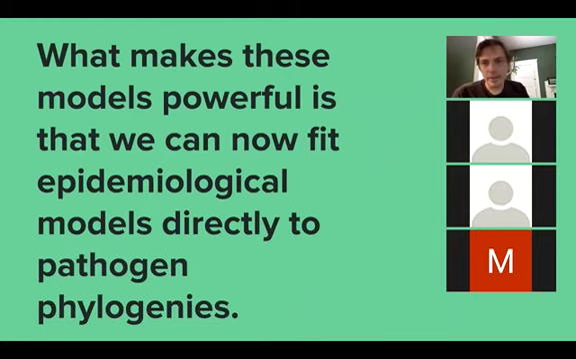But here, I think this is a good pausing point, and so I'll just ask if there's any questions about the SIR coalescent models. If not, then I will move on.